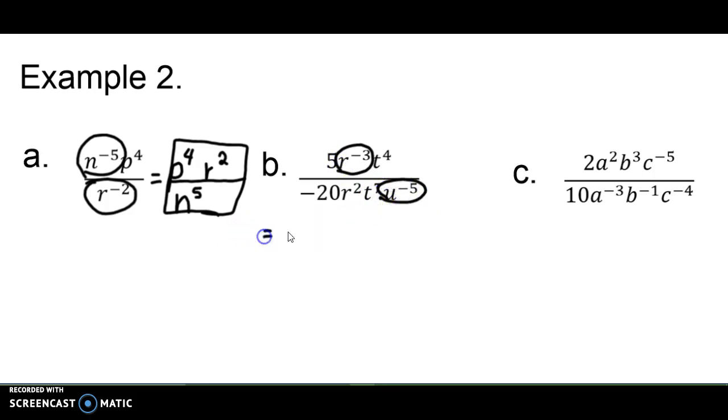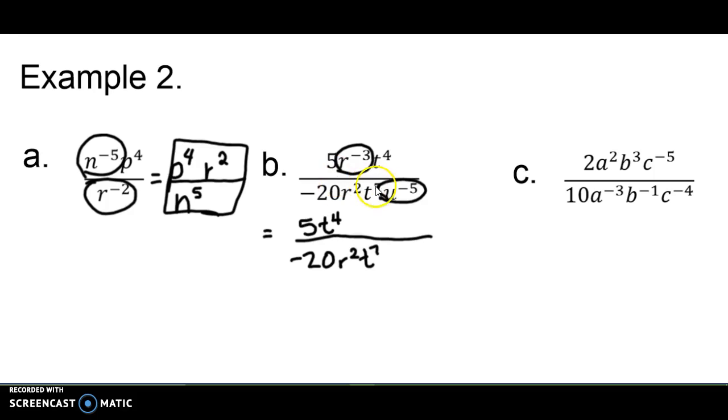Okay, I'm going to write my equal sign and draw my fraction bar. Anything on top stays on top. So I have 5t to the 4th that were not circled. And in the denominator, I have negative 20r squared t to the 7th that were not circled.